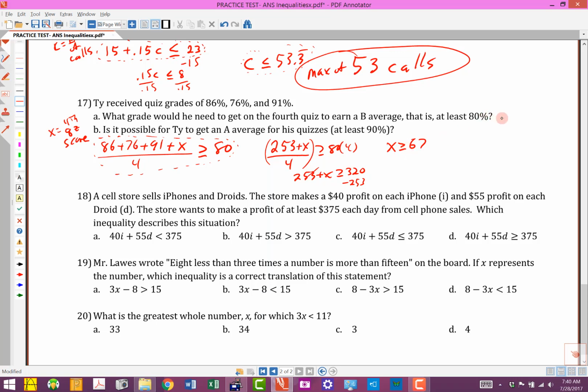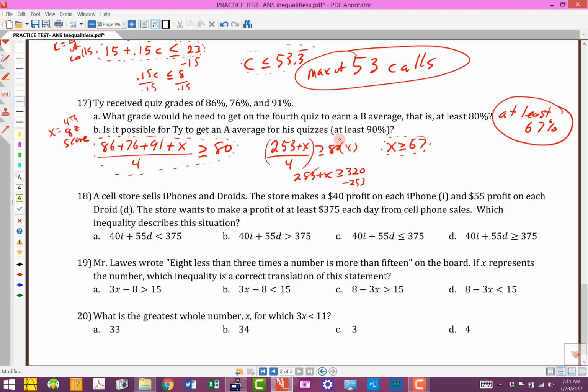Okay, so we're going to say, what grade would he need to get on the fourth quiz to average at least a B, 80%? So he only needs a 67. So we're going to say at least 67%. Okay, and we'll circle that answer. So there's our inequality. There's the answer to the inequality, but then we want to interpret that.